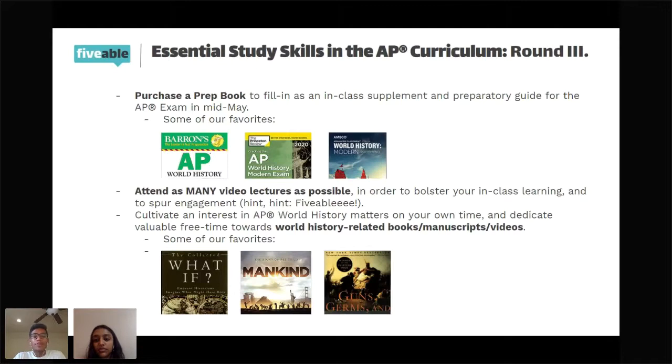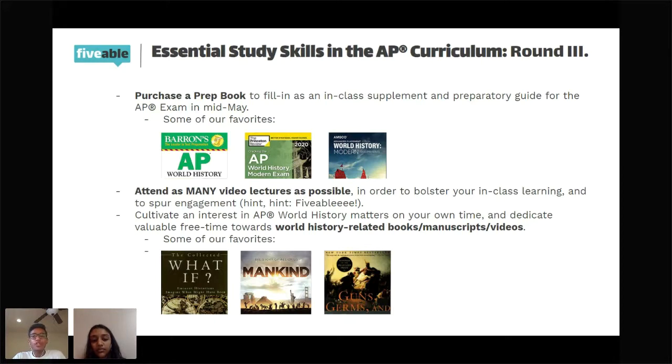For example, I used the AMSCO book and the Barron's book throughout the year, and kept annotating whatever I needed to. So when I came to the AP exam, I had the best of both worlds. I really had reviewed in-class lectures and also outside sources. So it's very good to stay on top of your textbook, whatever one you're using, and also buy a prep book and start filling it in as you go in class so that you're very prepared for the AP exam in May. I also recommend using the Princeton book much closer to exam time.